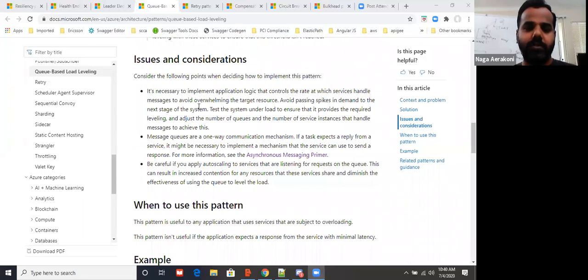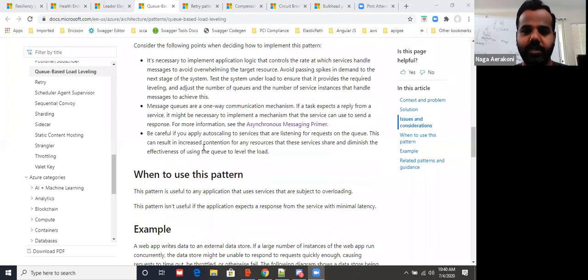But you just need to make sure that when you add these message queues, it becomes async, which is one-way communication. If you have a requirement that you need an immediate response from the backend application, or with low latency, then this might not be the best to use.